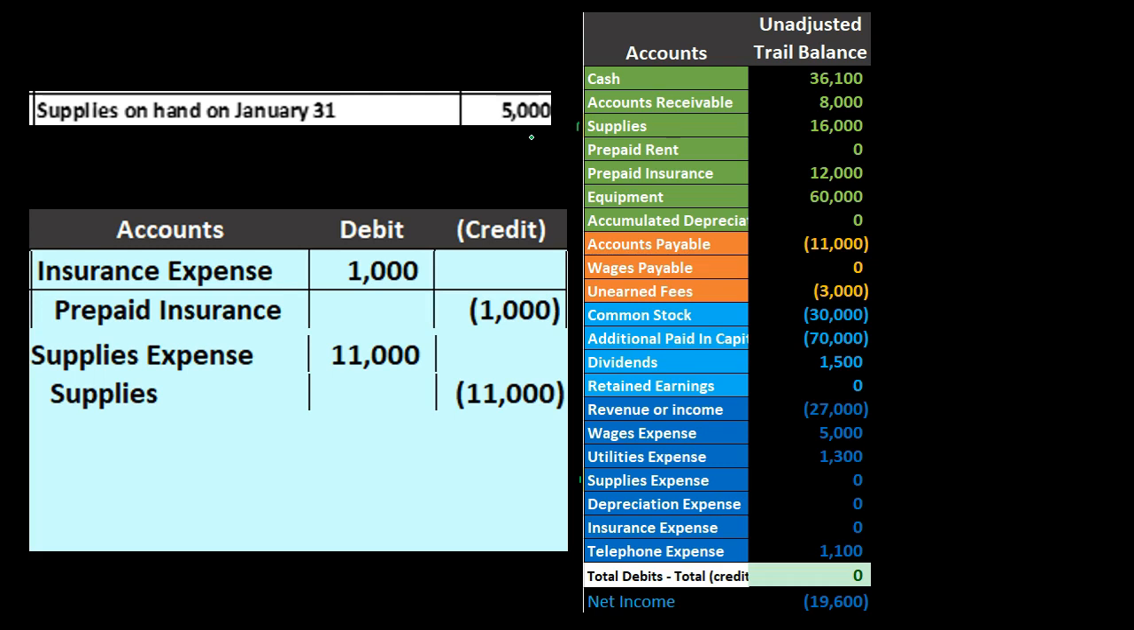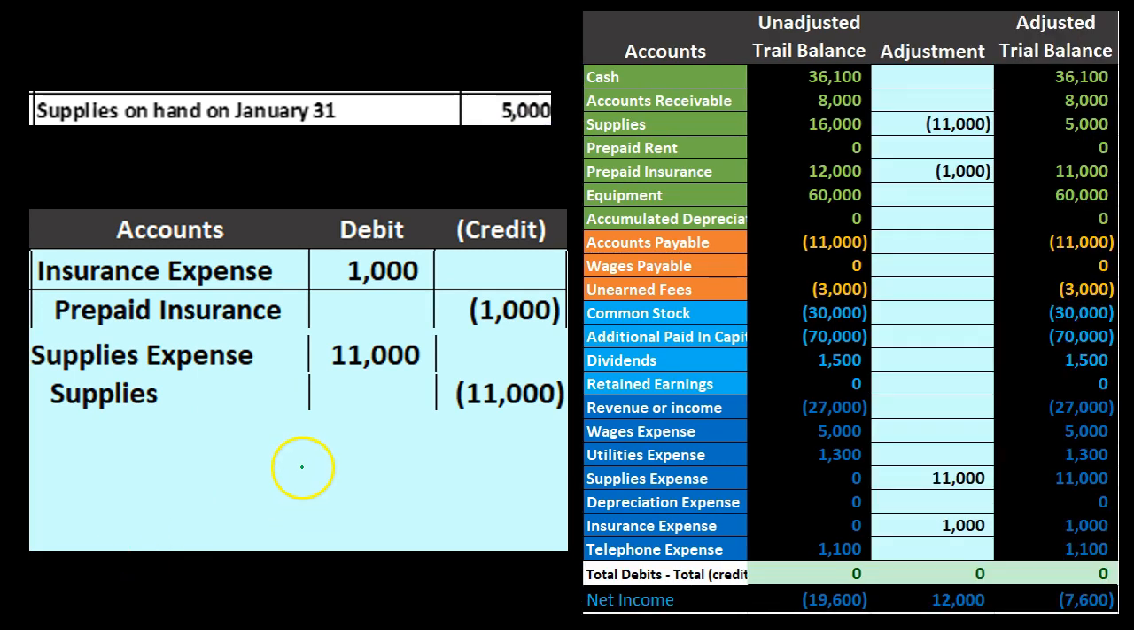But from theory, for now, just think that we got $5,000 worth is what we counted to be there, and the 16,000 is what is on the books. The difference is the 11,000 that we need to bring our inventory down by to get to 5,000, our physical count, and we need to expense the 11,000 was consumed. So here's our journal entry. If we post it out then, supplies expense goes from 0 up by 11,000 to 11,000. Supplies the asset goes from 16,000 down by 11,000 to 5,000, our physical count.